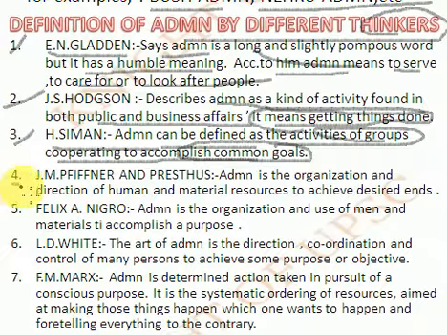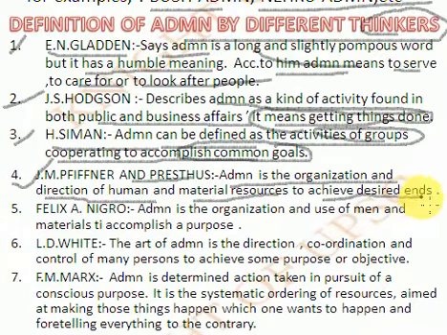So now the next one is J.M. Pfiffner and Presthus. They said administration is the organization and direction of human and material resources to achieve desired ends. And the fifth one, Fred A. Nigro. According to him, administration is the organization and use of men and material to accomplish a purpose.